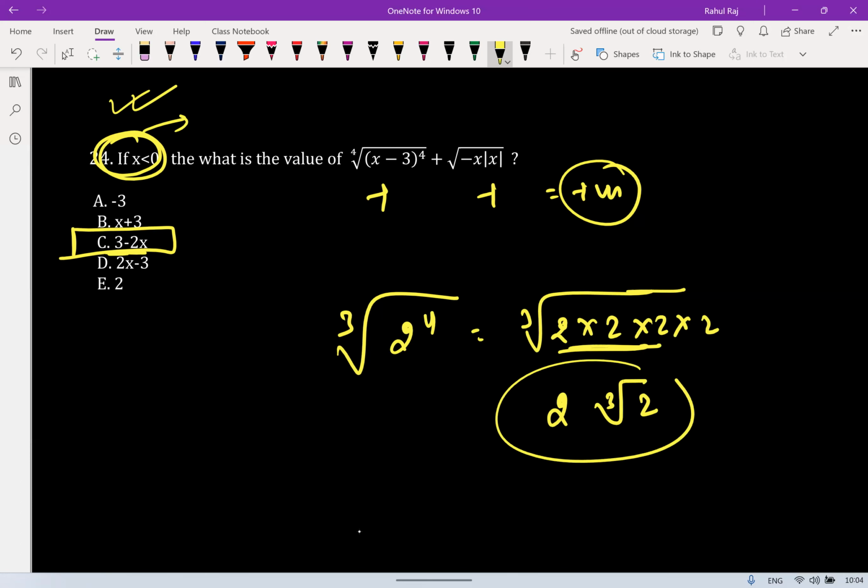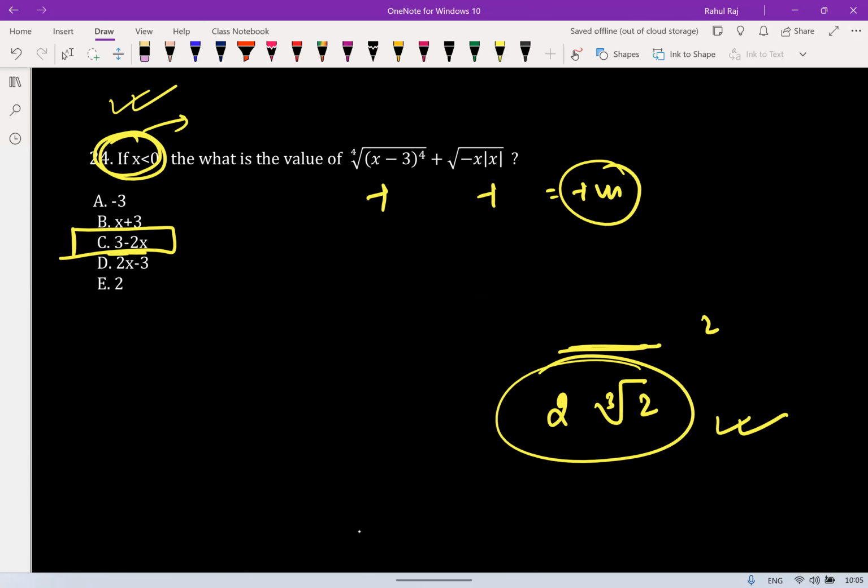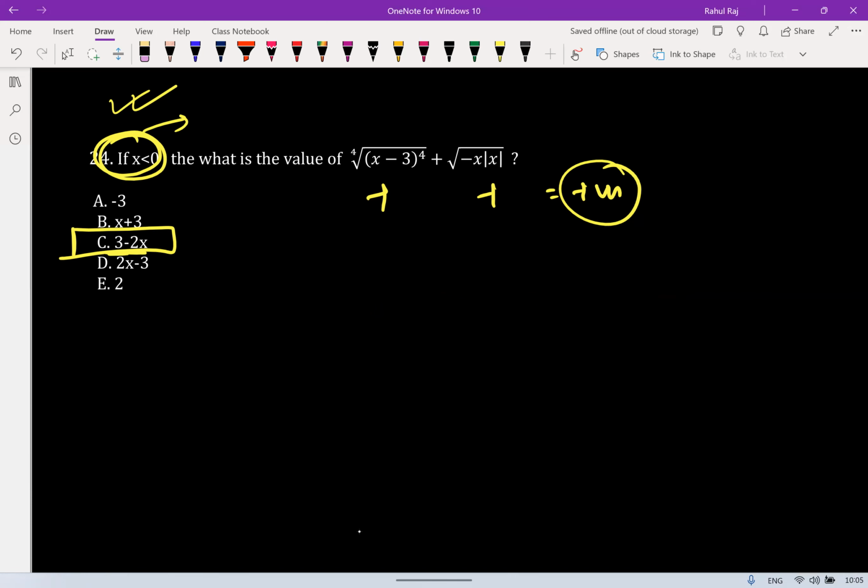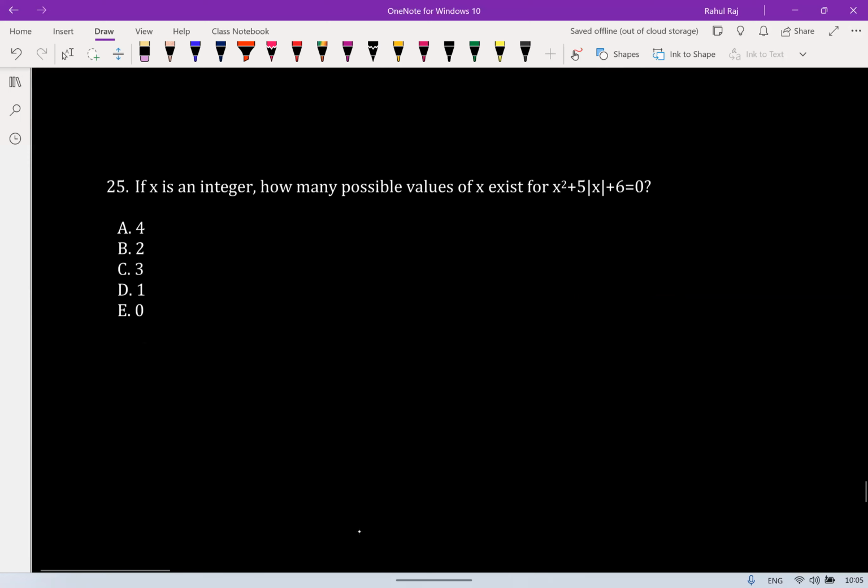Oh God, I don't remember all of this. No, these things will not come. You don't have to remember all these things. They don't give you all these calculations.